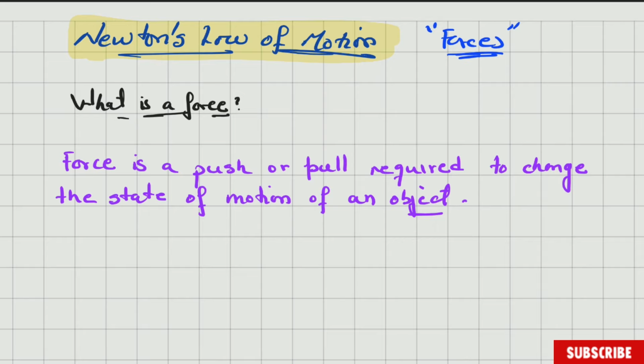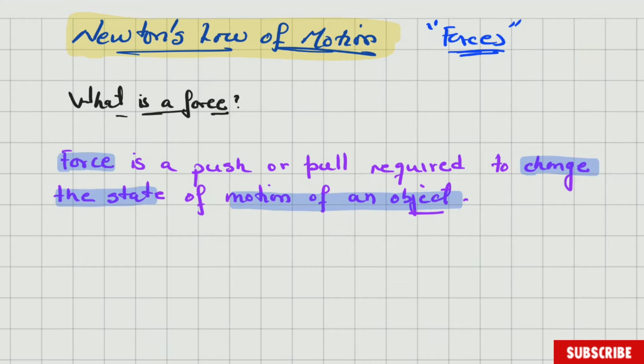We can say that a force is a push or pull required to change the state of motion of an object. So what does the force do? It changes the state of motion of an object. Say, for instance, start moving an object, or stop an object that is already moving, or accelerate an object. All that is what we call a force.